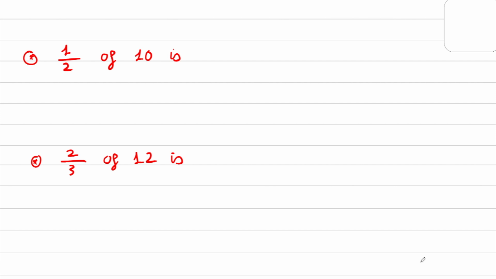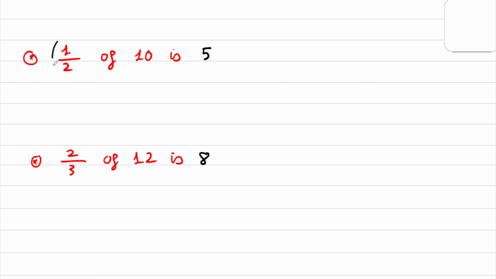In this video, I want to combine fraction with integer. You can see on my screen, I have two questions. 1 over 2 of 10 is, and 2 over 3 of 12 is. My answer here is 5, and my answer here is 8. The most important question is why we have this answer.